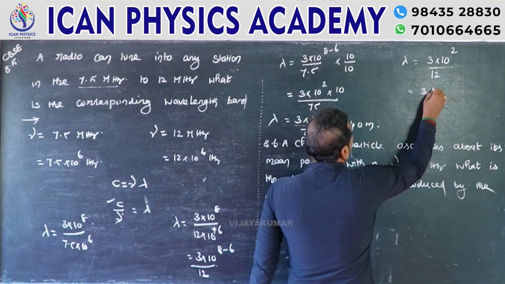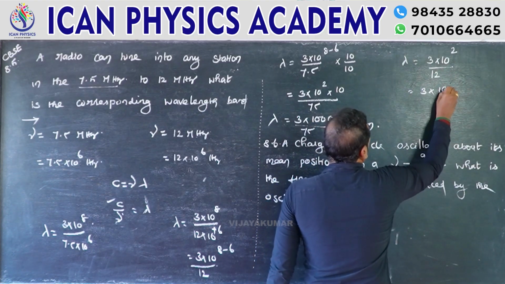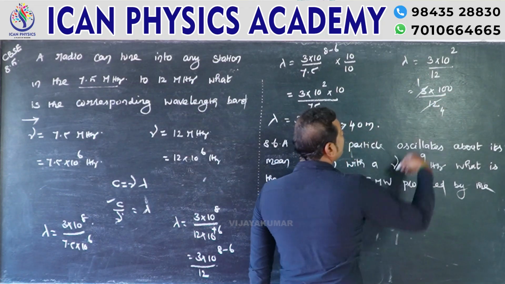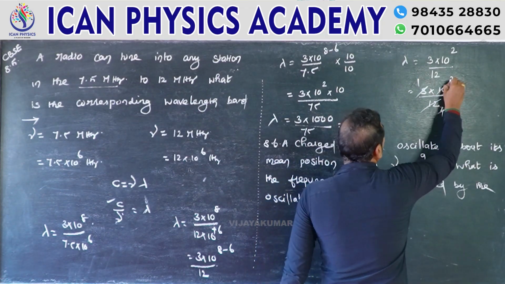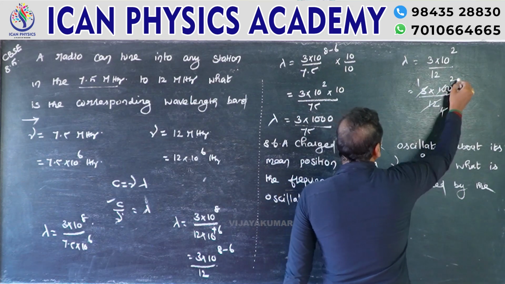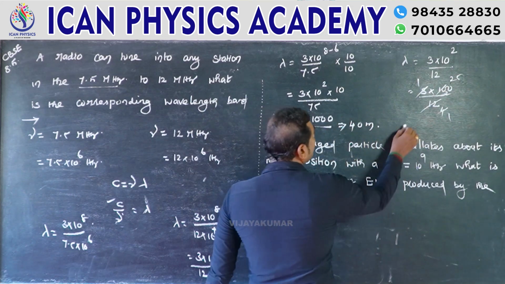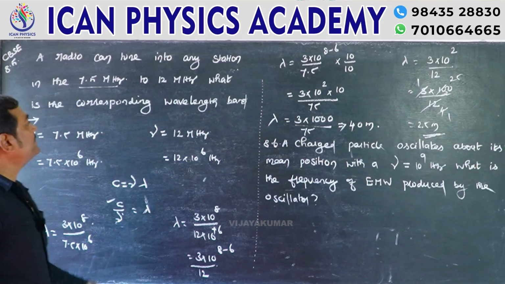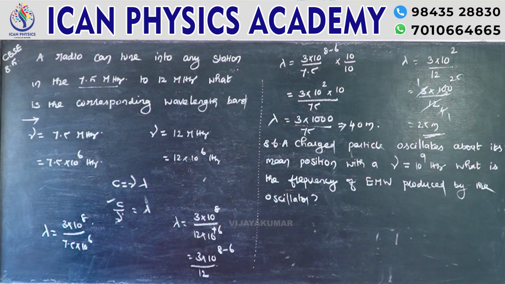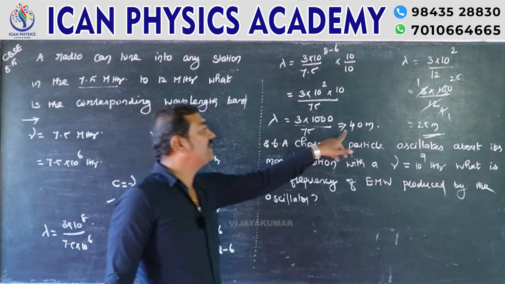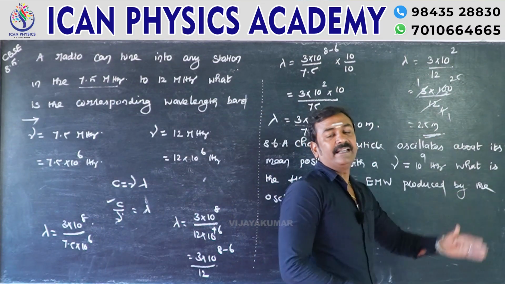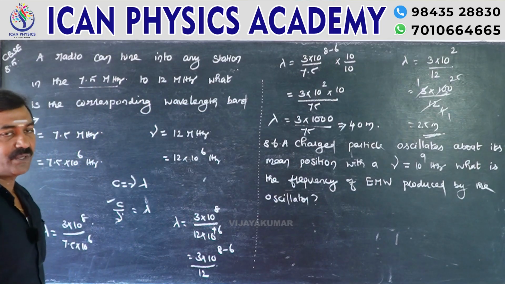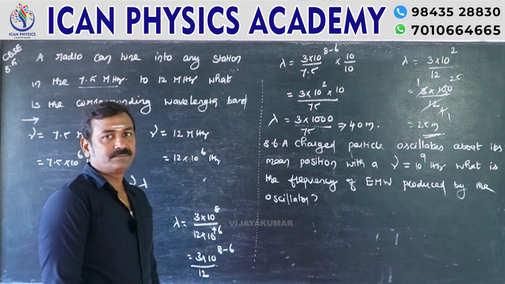So 3 into 100 by 12. One 3 is 3, 4 3s are 12; one 4 is 4, 2 4s are 8, remainder 2; 5 4s are 20. So 25 meter. So what is the range? That is 40 meter to 25 meter is the range of wavelength for the given frequency. Do you get it now? Do you have any doubts?